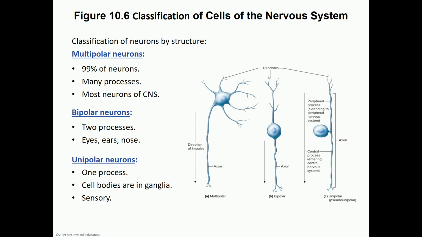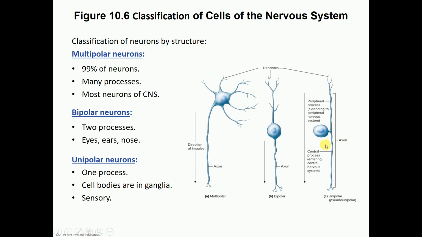For example, vision. These are all of the special senses we have: vision, smell, taste, hearing, and equilibrium. So all of those are considered special senses, and they are carried by these bipolar neurons that have one long dendrite and a very long axon. Okay, so they have 2 processes, hence the name bipolar.